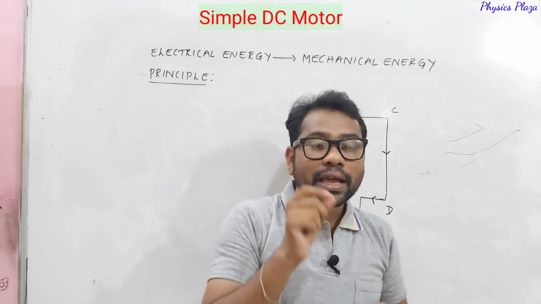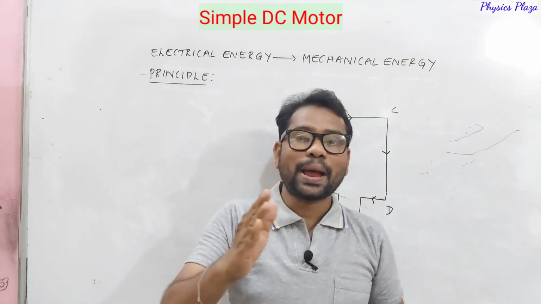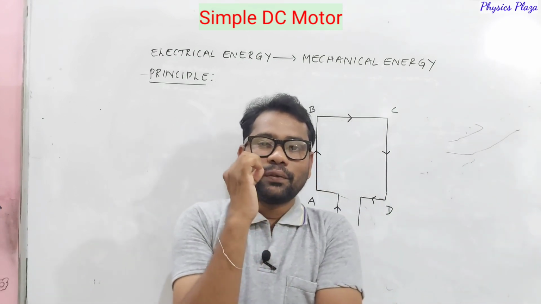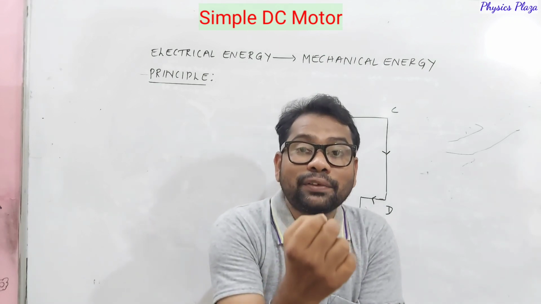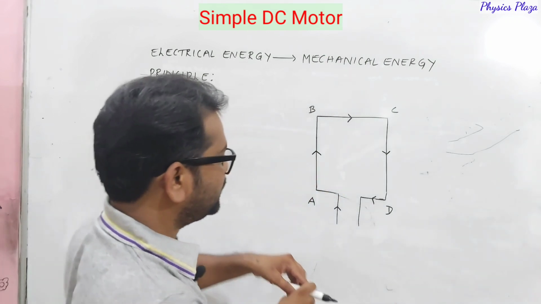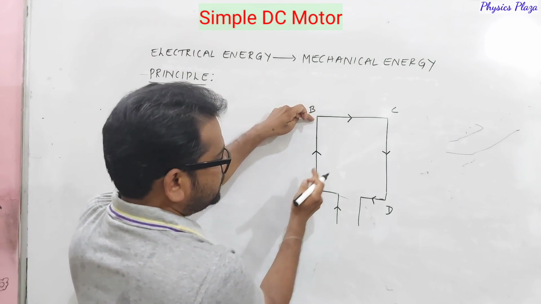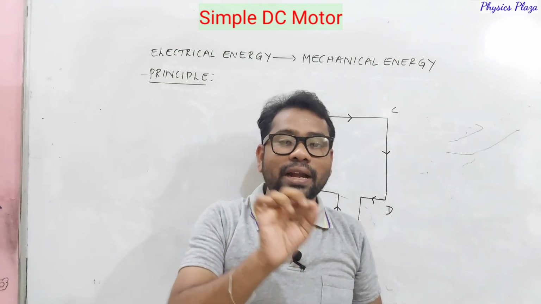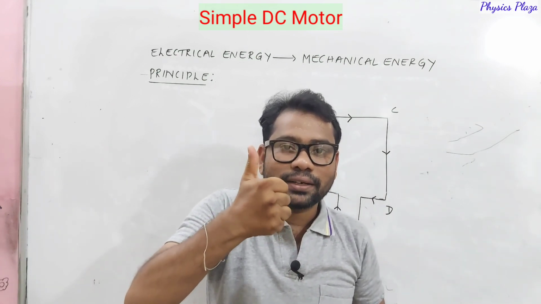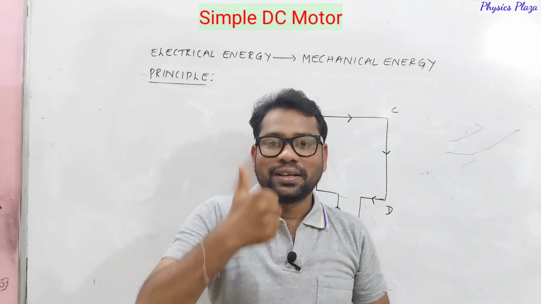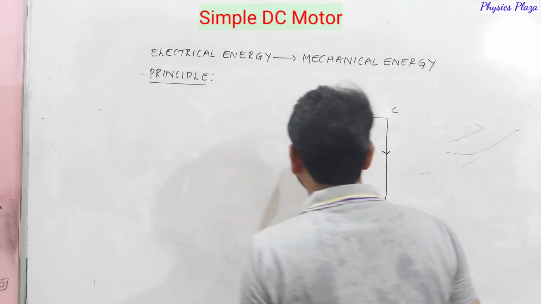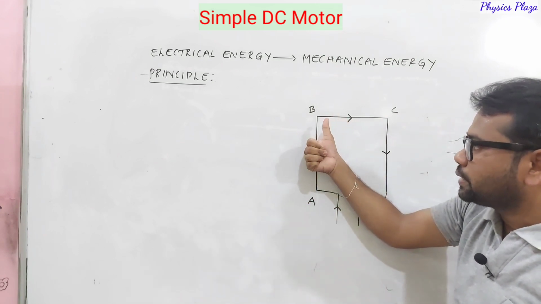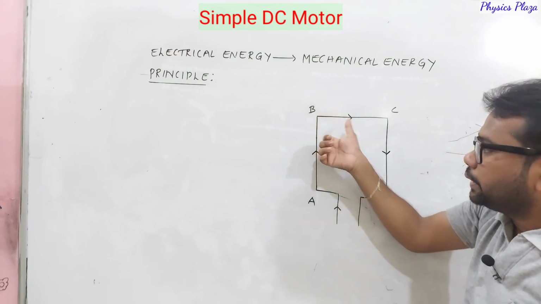And children, when current passes through a conductor, what happens? Let us recall the Oersted experiment, the Oersted concept. A current carrying conductor produces a magnetic field. A to B is a conductor, so yes, a magnetic field will be there. What will be the direction, children? The direction of the magnetic field around the current carrying conductor is given by the right hand thumb rule, which means what? Assume that the current carrying conductor is held with the right hand such that the thumb shows the direction of current, then the field will be like this.